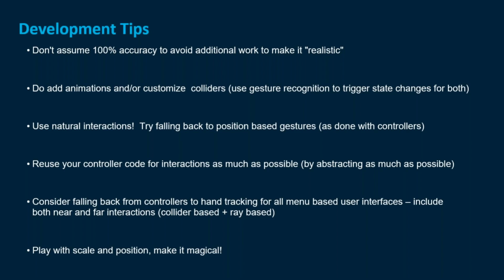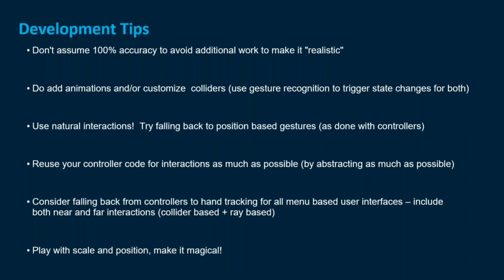You want to reuse your controller code for as much as possible. A lot of us have been using hand models for when we're using controllers. Try to reuse that, and the best way to approach this is by abstracting as much as possible. This is a general rule when working with cross-platform tools. If you get tied into one, it's hard to break out of it. Try to abstract your code so that you can easily switch between these, and hopefully we'll have an SDK that can handle both controllers and hand tracking.